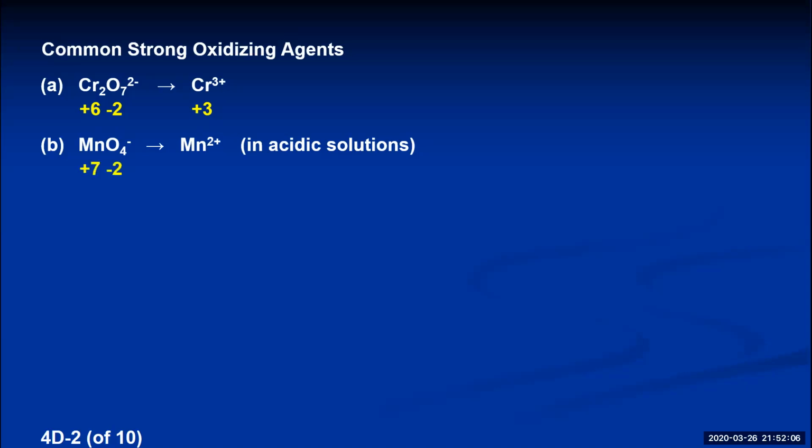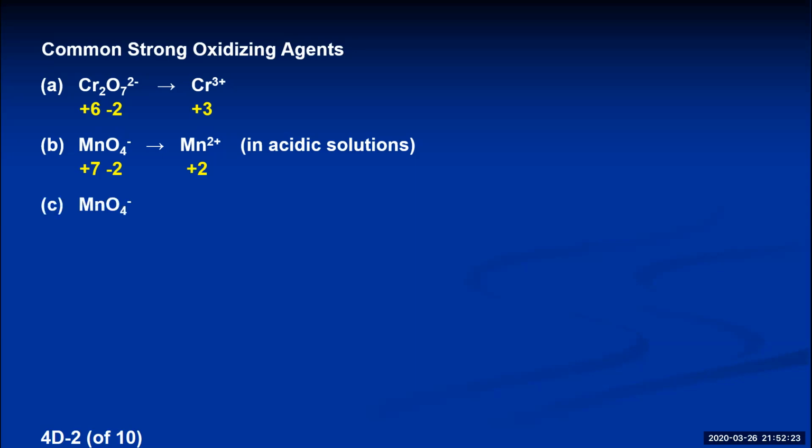That means the manganese's oxidation state has to be +7. And that is such a high number. It's a strong attraction for electrons. It actually pulls in 5 electrons from whatever it can find to reduce its charge down to +2. So another strong oxidizing agent.